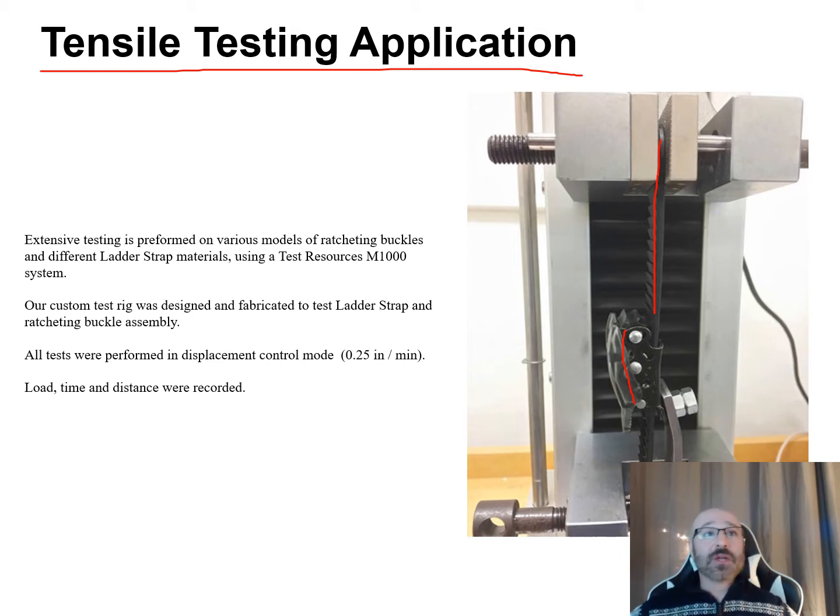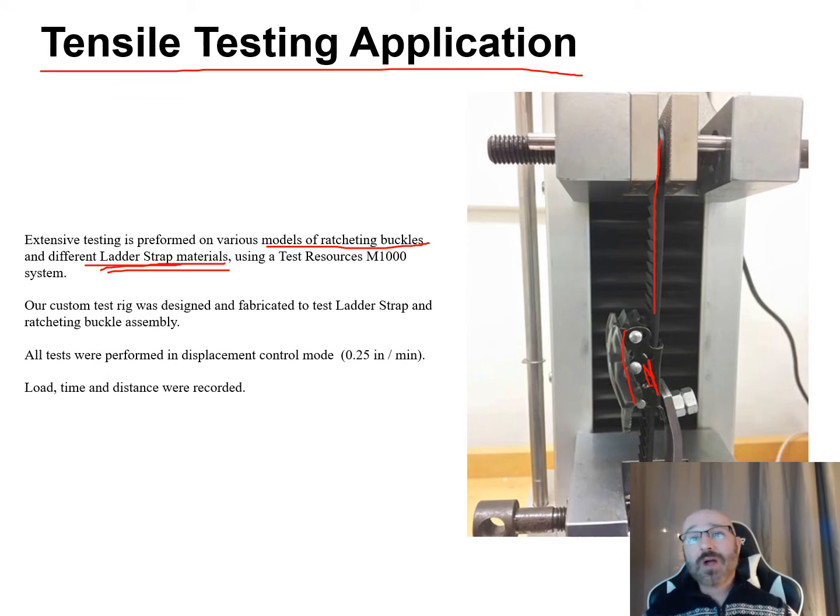So in this case here, we did extensive testing on various models of the ratcheting buckles and different ladder straps. For this right here, I'm just going to concentrate on how we change the ladder straps. We're going to leave our buckle as our constant here to, again, make it a realistic application, because what you can see is there's little teeth on this ladder strap right there. And those teeth fit into teeth right here on the locking mechanism on the buckle, so that's where the load's going to be applied.